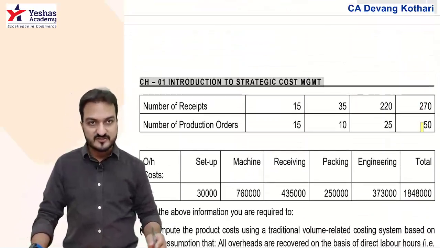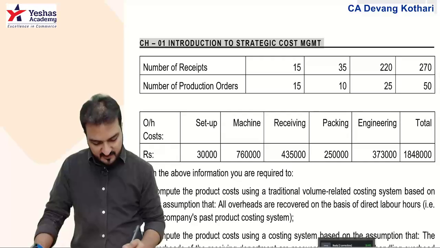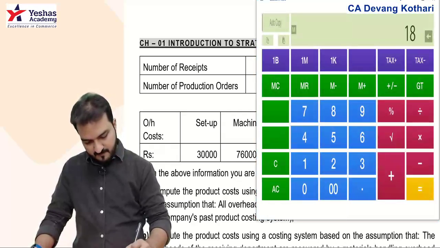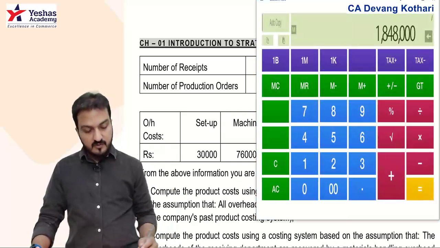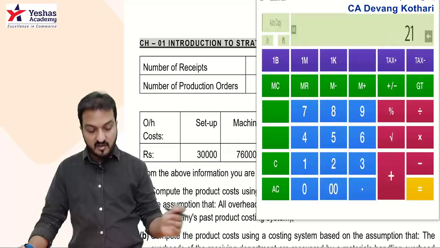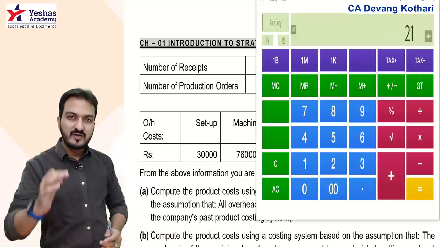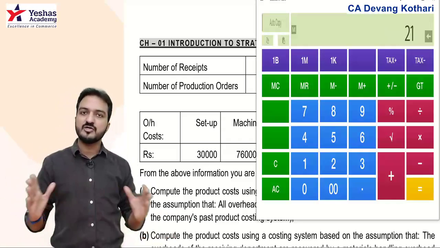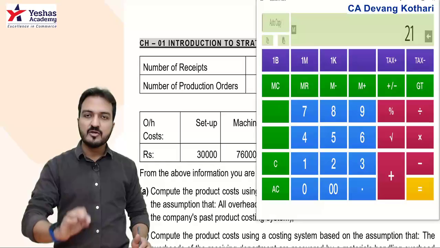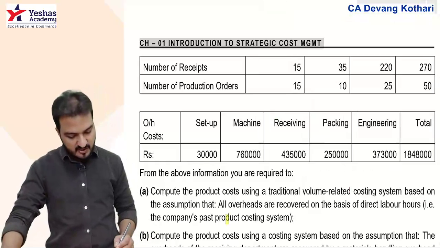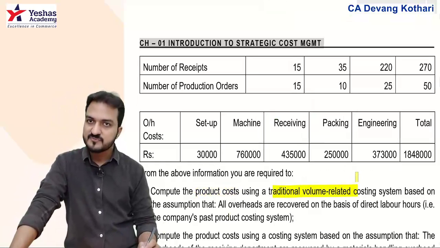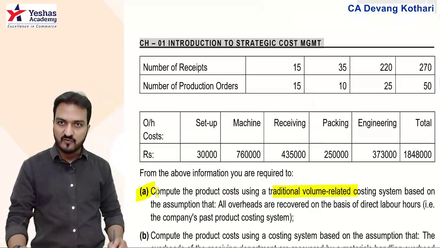So all you have to do is total overheads 18,48,000 divided by total labor hours 88,000 gives you a rate of 21 per hour. 21 becomes your absorption rate by the traditional method. Done? Yes. And using this absorption rate, you need to find the product cost. They're asking you to compute product cost using that traditional method. Okay, that I will show in part A of the answer.